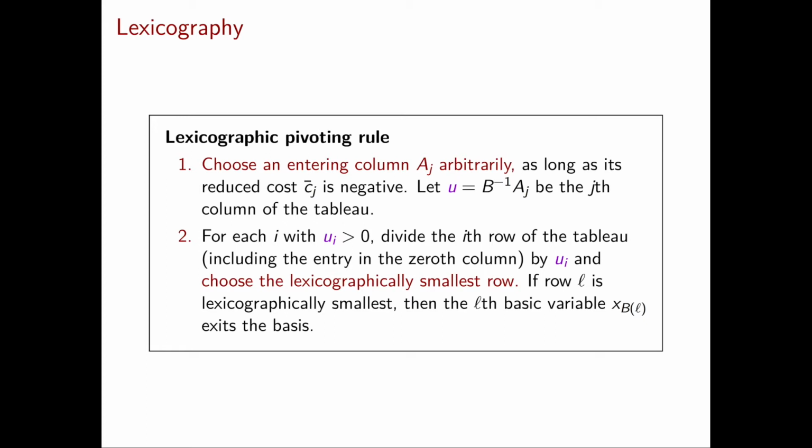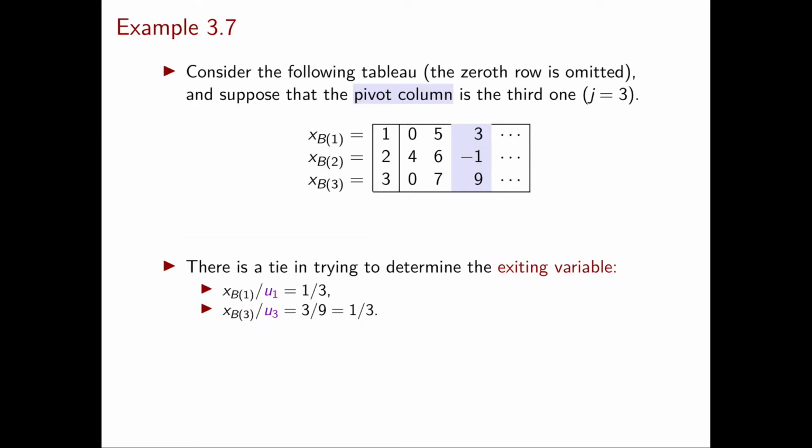Essentially, the lexicographic pivoting rule is telling us that in case we have a tie among 2 of these ratios, you need to divide also the entries in the first column by ui and pick the smallest. If you have again a tie, you look at the second column of the tableau and so on and so forth. To clarify our minds, let's see immediately an example.